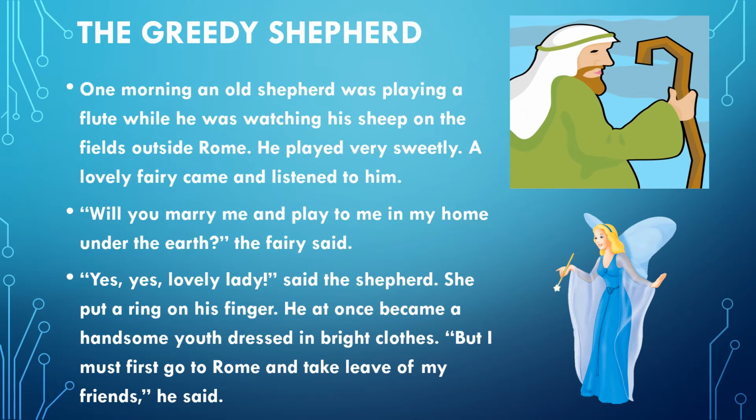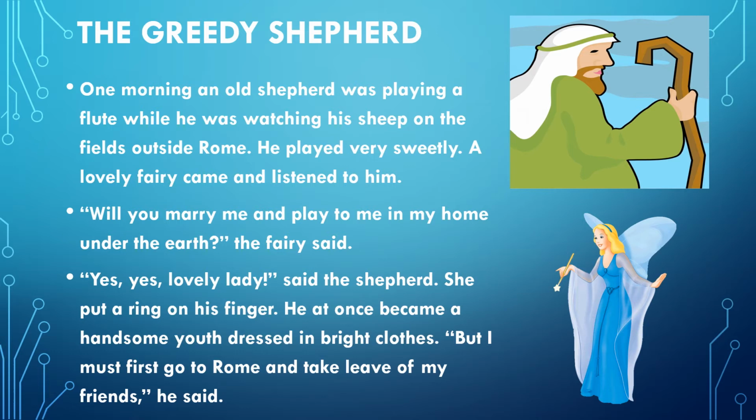So this shepherd was playing a flute while watching his sheep outside Rome one day. And he played so sweetly that the fairy who lived under the earth got very impressed. She fell in love with him. So she appeared in front of him. She liked his flute playing so much that she wanted to marry him. The shepherd agreed very happily.